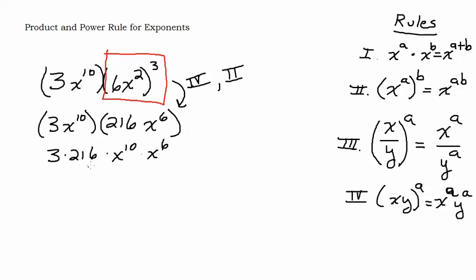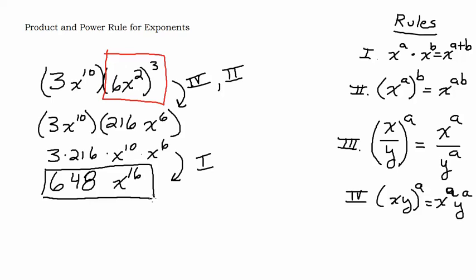So if we multiply these together, what do we get? 648. All right, and what is x to the 10th times x to the 6th? Well, that's rule number 1. So we're going to add these exponents together, and we're going to get x to the 10 plus 6, which is 16. So getting from there to there, we used rule number 1. And this is it, right? We can't simplify this any further. That would be our answer.